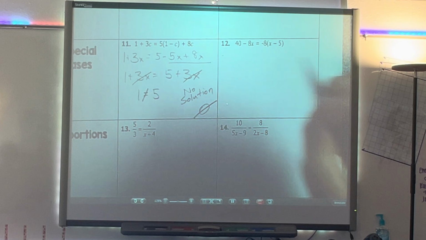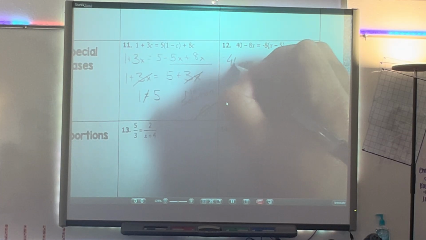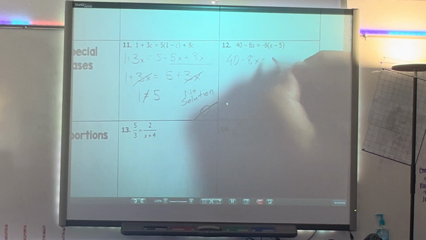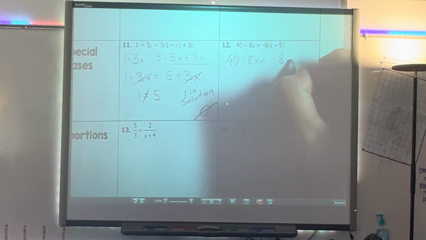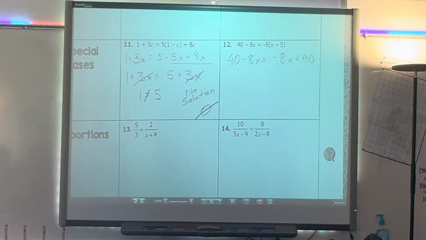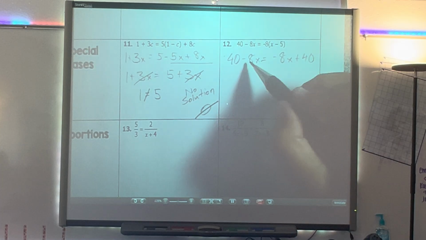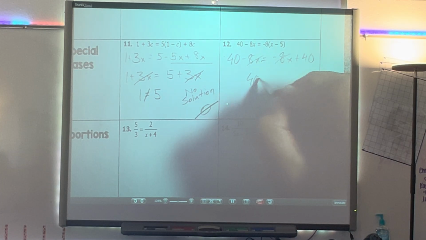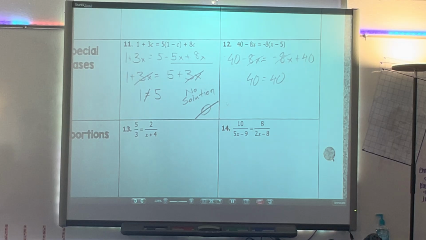All right, this one, I'm gonna distribute that -8, so I'm gonna have negative 8x plus 40. What happens in this case? Yeah, they cancel, and this time I get 40 is equal to 40, which is true, and so if it is true, then what do I write? Y'all remember?